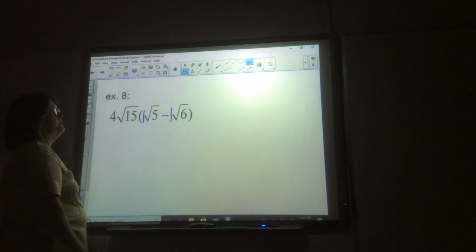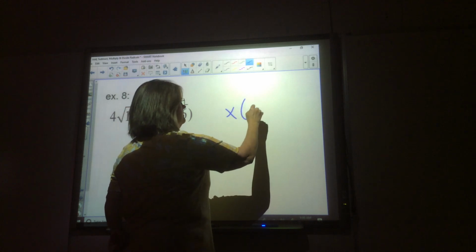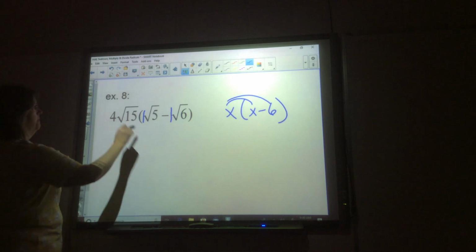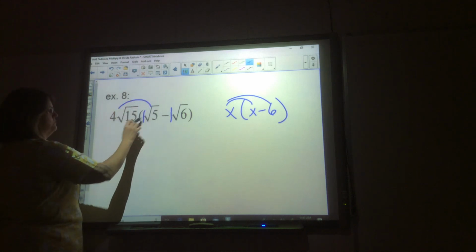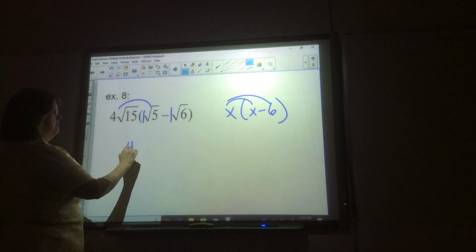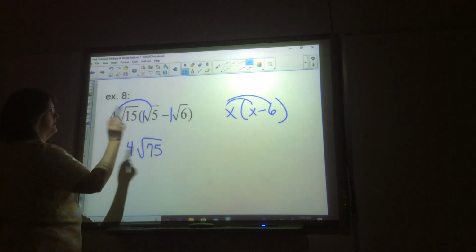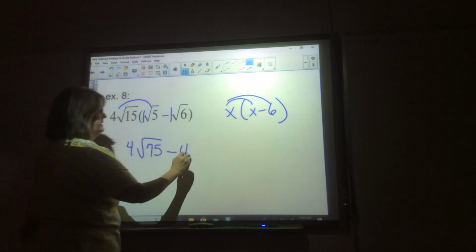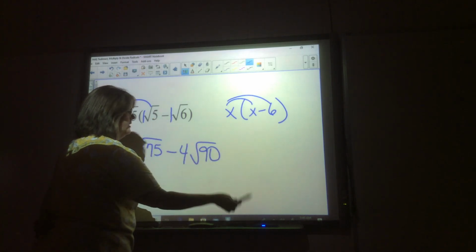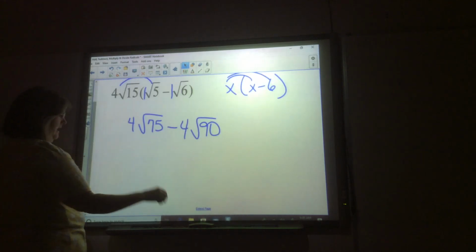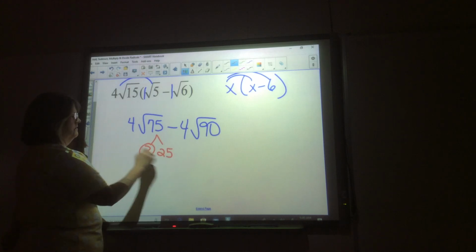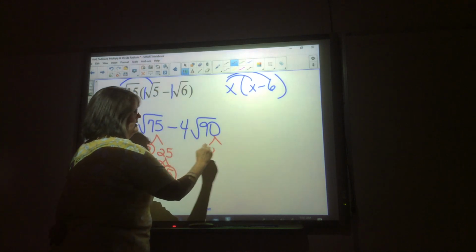And I'm going to distribute just like you do with polynomials. So 4 times 1 is 4. 15 times 5 is 75. Then I'm going to go 4 times -1, -4. 15 times 6, 90. Then I'm going to simplify. 3 times 25. 10 times 9.